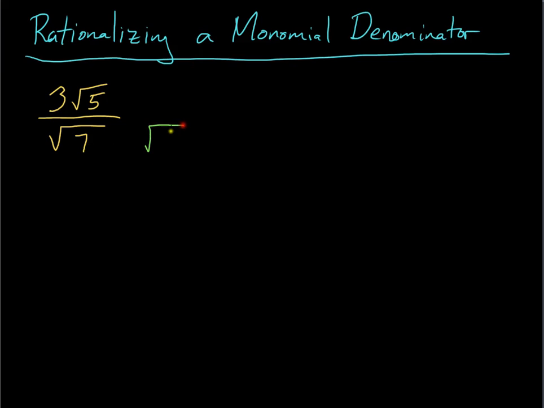If we multiply the bottom by another square root of 7, which we can do as long as we multiply the top by square root of 7 also, then on bottom, root 7 times root 7 is just 7. On top, I've got the 3 still, and then 5 times root 7 is root 35.